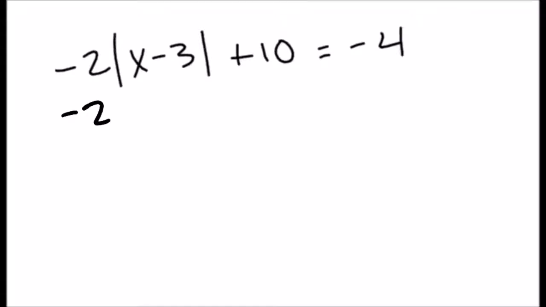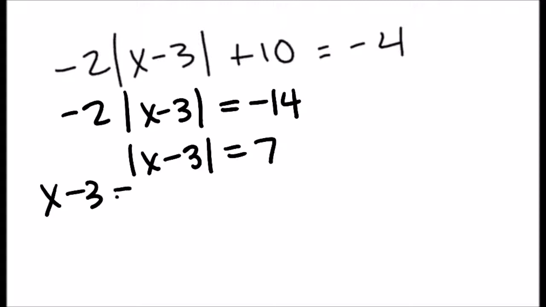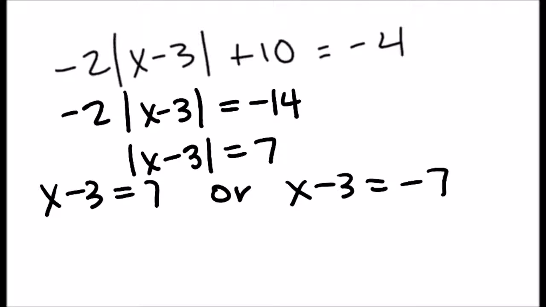I'm going to have negative 2 times the absolute value of x minus 3 is equal to negative 14. And then I'm going to divide both sides by negative 2. I'll have absolute value of x minus 3 is equal to 7. And if the absolute value of a thing equals 7, then that thing is either equal to 7 or maybe it's equal to negative 7. I'm going to add 3 to both sides of both equations, and then I'm going to get x is 10 or maybe x is negative 4. So just because we see this negative 4, it doesn't mean that we can just throw our hands up and say, no solution, I'm done. It takes a little more analysis than that.